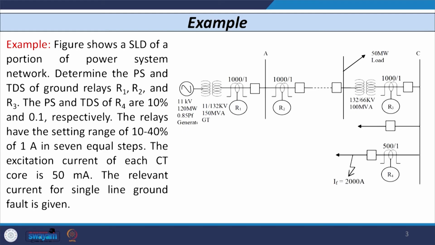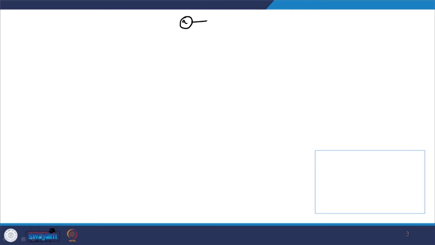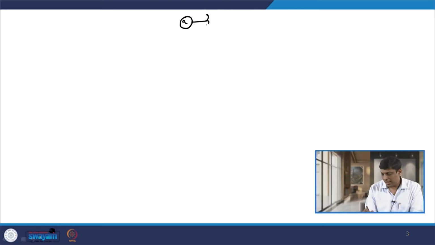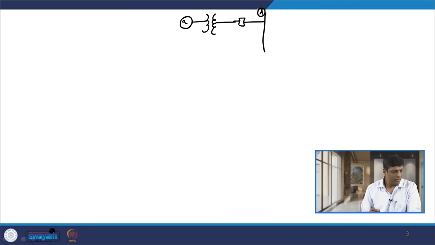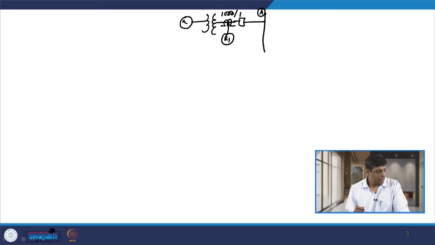So, first let us draw the circuit. Here we have first the generator, then we have the transformer, then we have the breaker, and then the bus is given, that is bus A. Now, the relay connected here is R1, and its CT ratio is given as 1000 by 1. The other relay is also connected here.